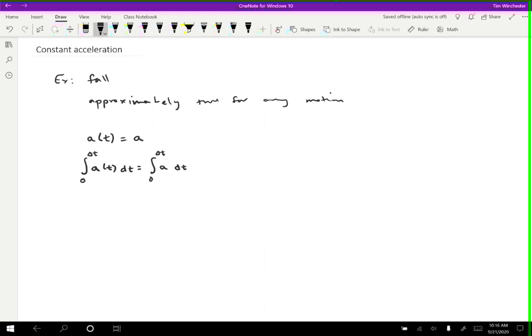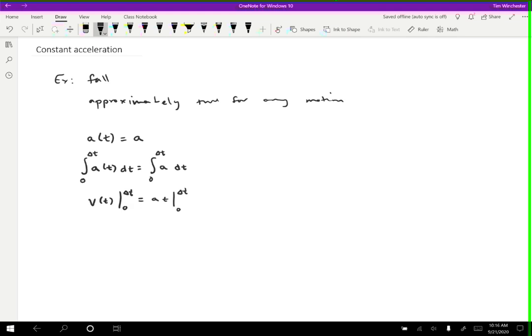Well, the integral of acceleration is velocity, right? So this is going to be velocity as a function of time evaluated from time zero to time delta t. On the right-hand side though, I just have an integral of a constant. And so this is just going to be a t, where t is evaluated from zero to delta t.